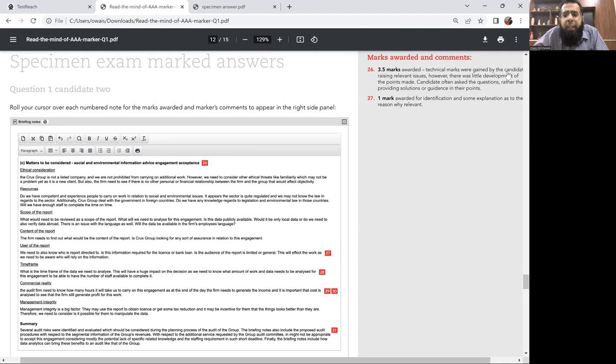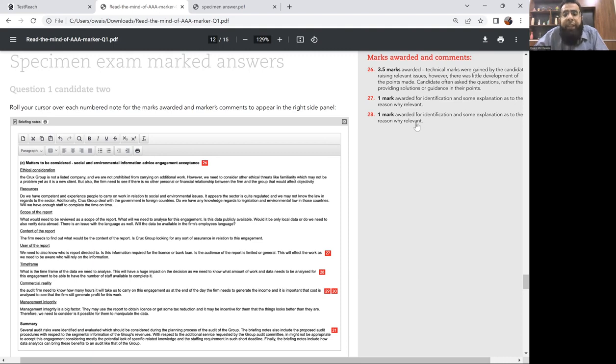The technical marks were gained by the candidate raising relevant issues. However, there was little development of the points. The candidate often asked the question rather than providing a solution or providing guidance. So time frame: what is the timeline of the data? It will have a huge impact on the decision. We need to know the amount of the work, and data needs to be analyzed for the engagement to be able to have the number of staff available to complete it.